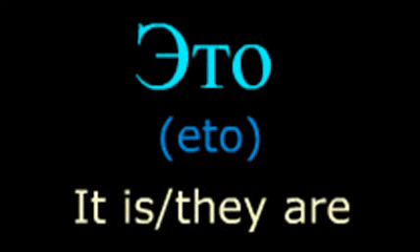The backwards E is an E sound, and then we have T and O, and this is eta. The Russian letters S, T, U, L make this word stool. A single letter, O, which is typically pronounced A and sometimes O, means about.